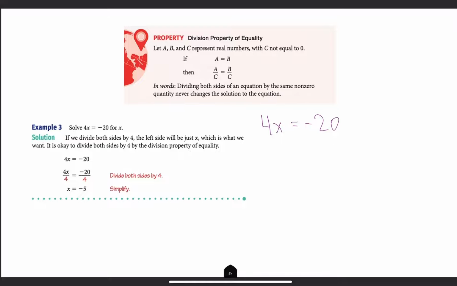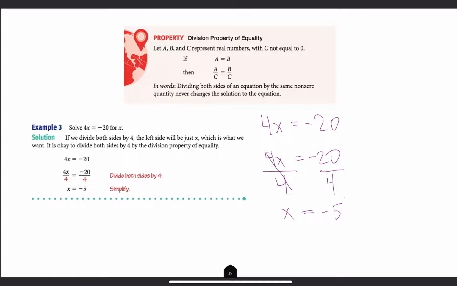Well, to find out, instead of 4 times x, if I were to divide both sides by 4, that 4 divided by 4 would give me 1x, and then the only consequence is whatever happens on the right side, of course. So 4 divided by 4, that's 1x. Perfect. Those cancel each other out. Now, negative divided by a positive is a negative. 20 divided by 4 is 5. So that's the solution.